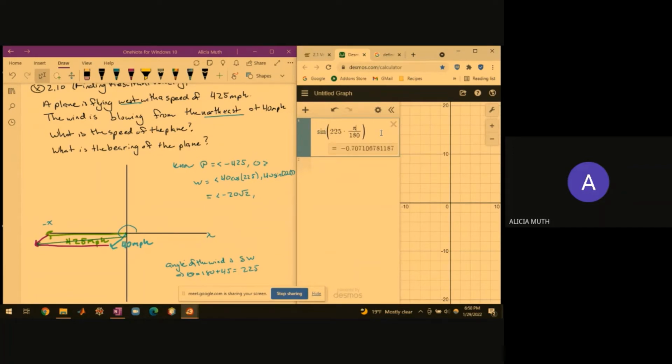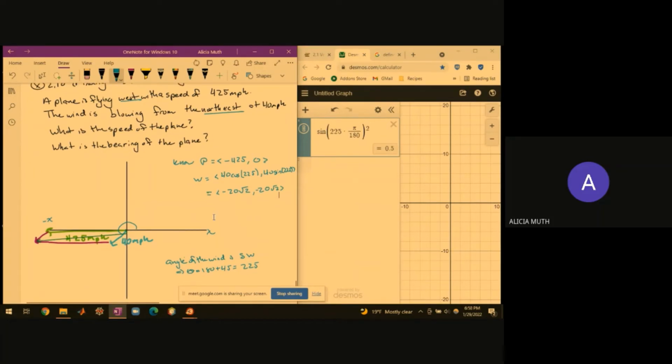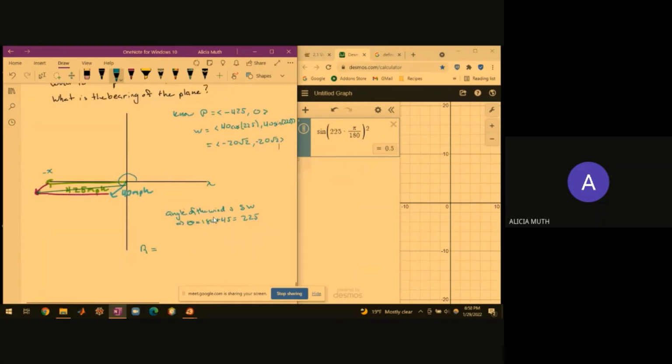Sine also has a negative component, and we've got the square root of a half, which is root 2 over 2. So negative 20 root 2. Awesome. So the resultant force then is the sum. Right? So that means that we're taking the sum of the x coordinates, so negative 425 minus 20 root 2. I'm going to use just my standard unit vector notation here. So that is my x direction. And then in my y direction, I've got the negative 20 root 2 j.